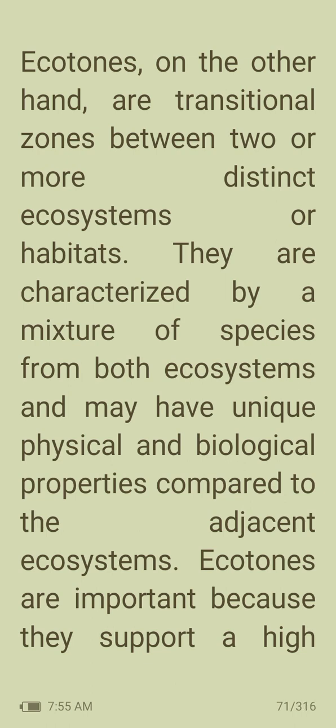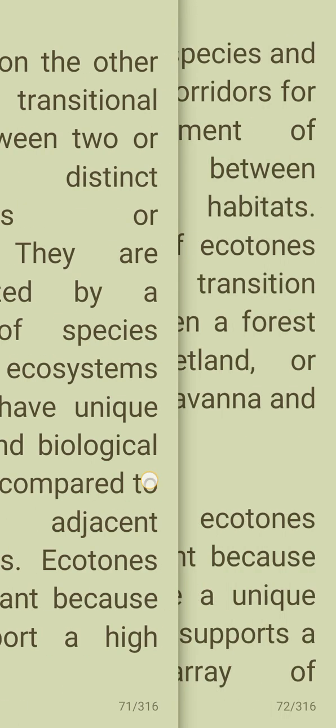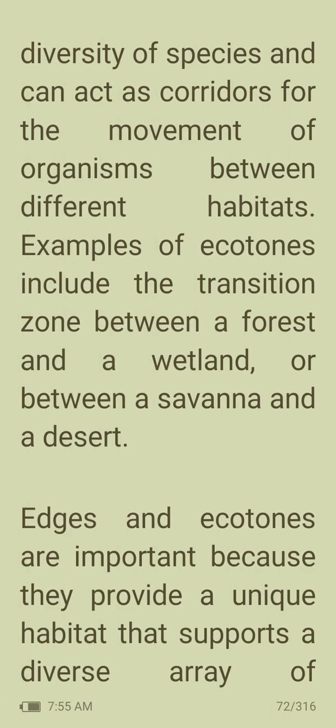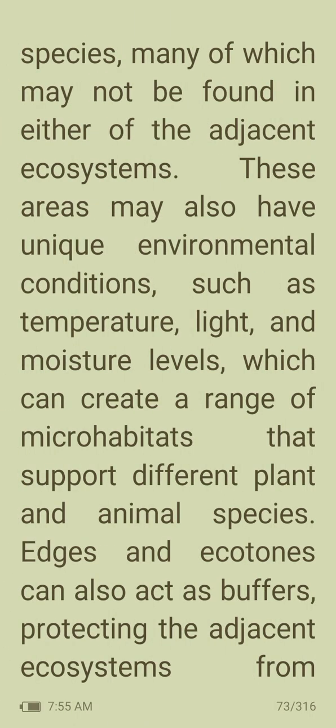to the adjacent ecosystems. Ecotones are important because they support a high diversity of species and can act as corridors for the movement of organisms between different habitats. Examples of ecotones include the transition zone between a forest and a wetland, or between a savanna and a desert. Edges and ecotones are important because they provide a unique habitat that supports a diverse array of species, many of which may not be found in either of the adjacent ecosystems.